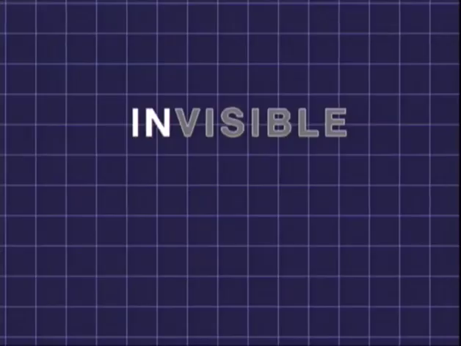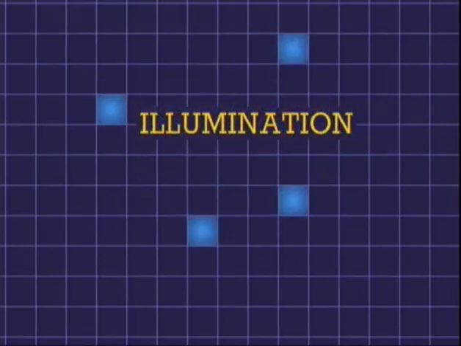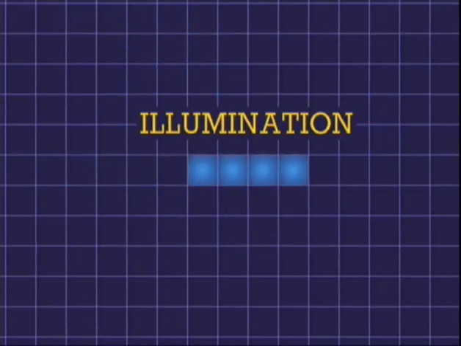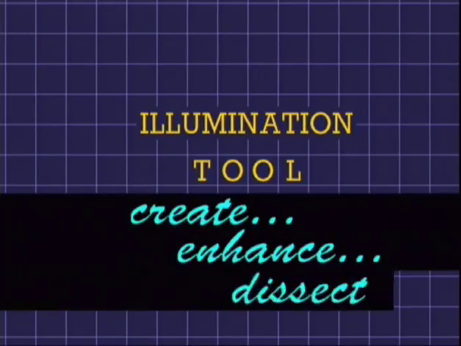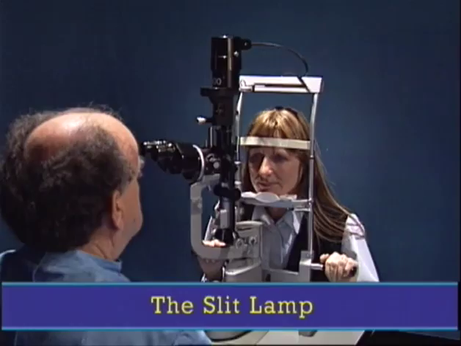As mentioned earlier, the invisible becomes visible when the slit lamp is correctly used. All it needs is proper illumination. The important point is, and this must be stressed again and again, that the light is applied deliberately, similar to a tool, for generating specific optical phenomena, that is, as a tool which can create, enhance, and even dissect. The design of a slit lamp provides such a tool.